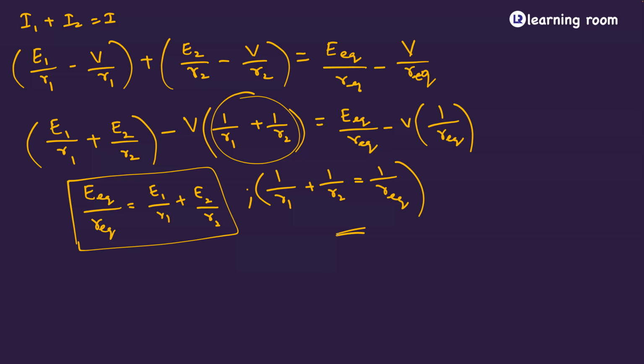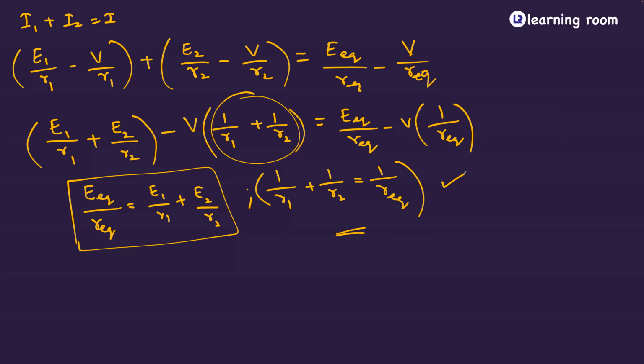So this is what happens in parallel connection. When you connect the cells in parallel, this is what you need to remember. Unlike the case of cells in series, you're not going to get a simple expression. Even if you want to find the equivalent EMF in the case of parallel, you need to find the value of R equivalent. Are you able to understand? So this is how the cells in parallel will work.